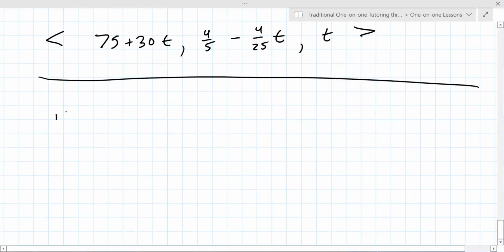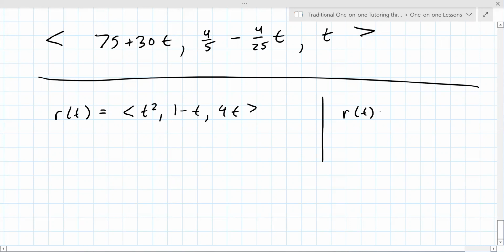So we've got r of t, which is t squared, comma 1 minus t, comma 4t. And our goal is to find a product rule derivative of r of t times a of t. So we're going to actually use the product rule for that, but we will need some numbers. So we need r of 9. That's 81, comma, just putting 9 in for t, minus 8 and 36.